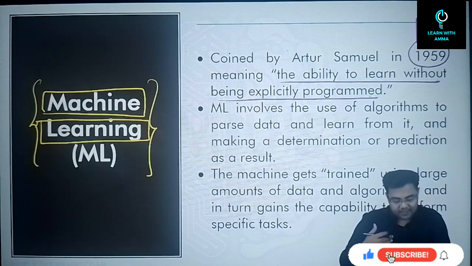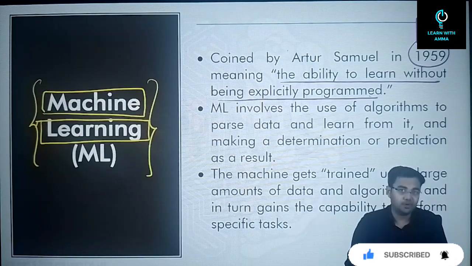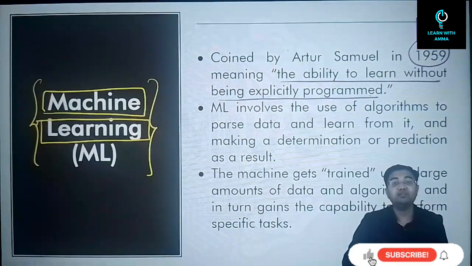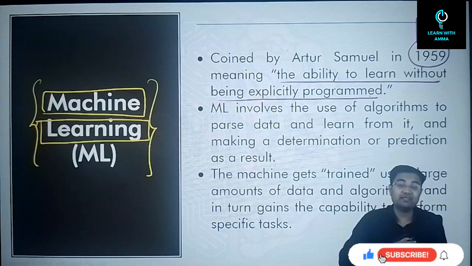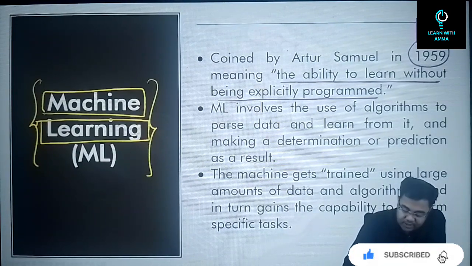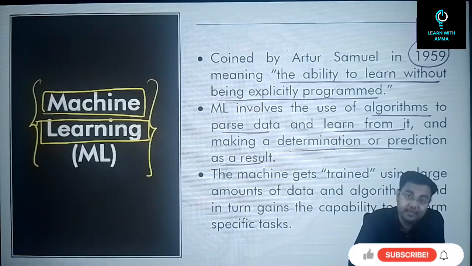So what happens is that every game it keeps on learning, every game it starts to understand how exactly the opponent is working, and it starts to behave accordingly. So this is something that can be called machine learning, because the machine, the software, is learning how to behave according to the given environment. So machine learning involves the use of algorithms to parse data and learn from it, and making a determination or prediction as a result.